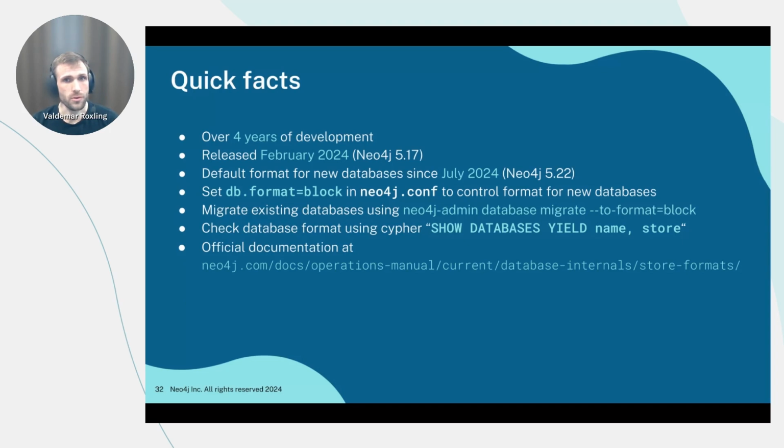And you can control this, of course, with db.format=block in the neo4j.conf. That's how you control the format for new databases if you want to override it, or if you're on some version between 5.17 and 5.22. You can, of course, migrate existing databases that you've had lying around for a long time, just use neo4j-admin database migrate to format block. Or if you just want to check which format you have on a database, you can just do SHOW DATABASES YIELD name, store, and you will get the result using Cypher.